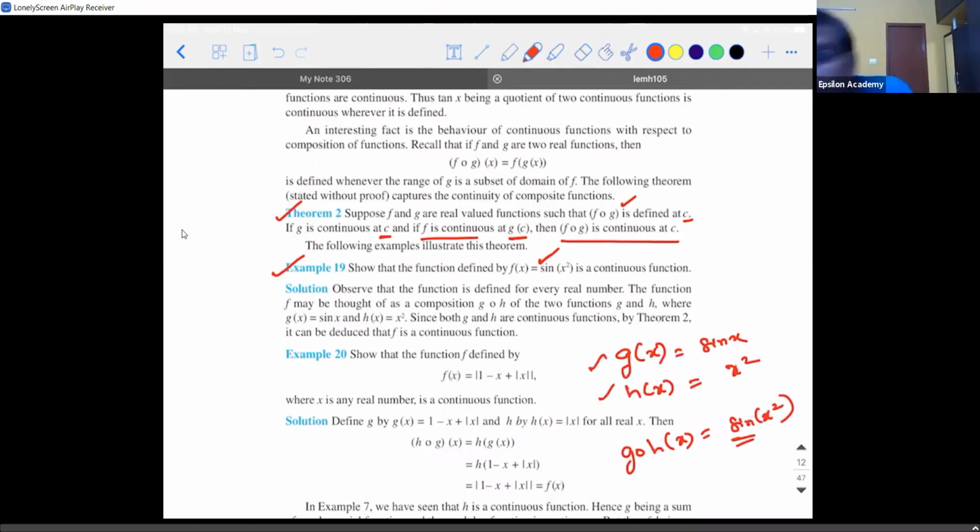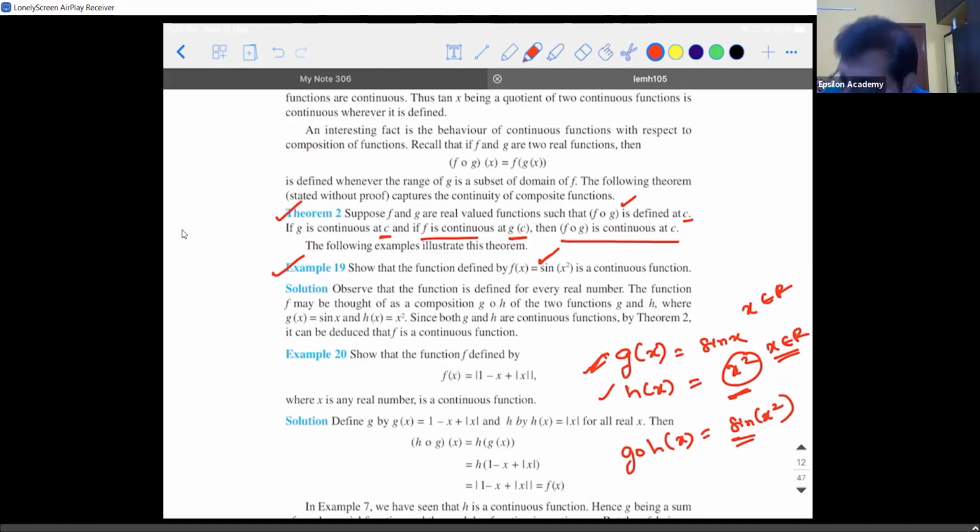If you have two functions which are already continuous in the real number set. So sin x has a domain of R. x square has a domain of R. Right? If g is a continuous function at c, and f is a continuous function at g of c, then we can conclude that the composition of these two functions will also be continuous.